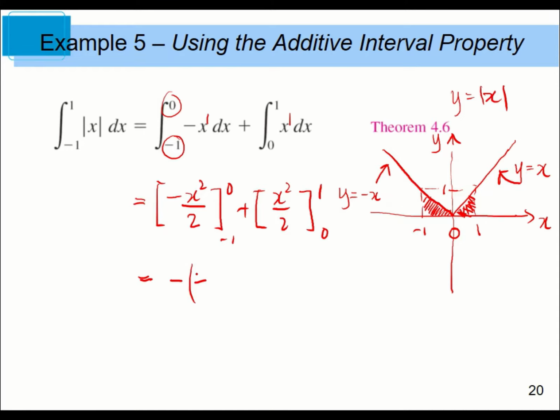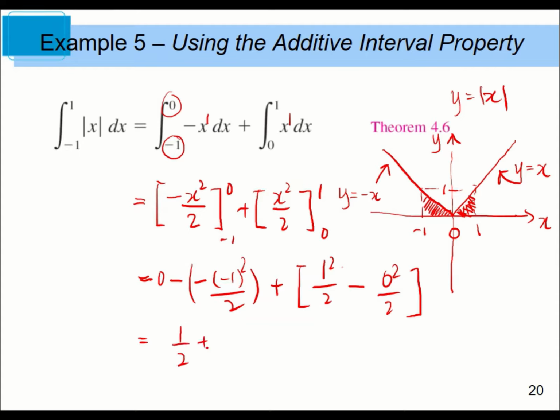We have actually 0 minus negative of -1 squared over 2, plus, when we substitute 1 here, we have 1 squared over 2 minus 0 squared over 2. And this will give us 1 over 2 plus 1 over 2, which is 1. So from here we know that the area is 1.